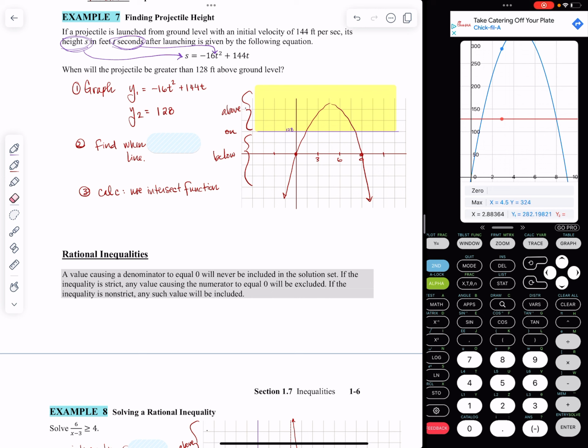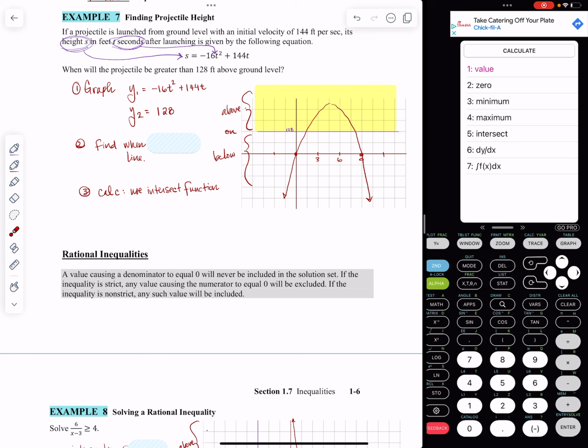All right, so in order to do this, what we will need to do next is find this spot right here and this spot right here, because everything in between is where my projectile is greater than 128 feet. So on the calculator, we're going to use the second trace function. Second trace, that's the same thing as calculate. We'll go in this menu to number 5.